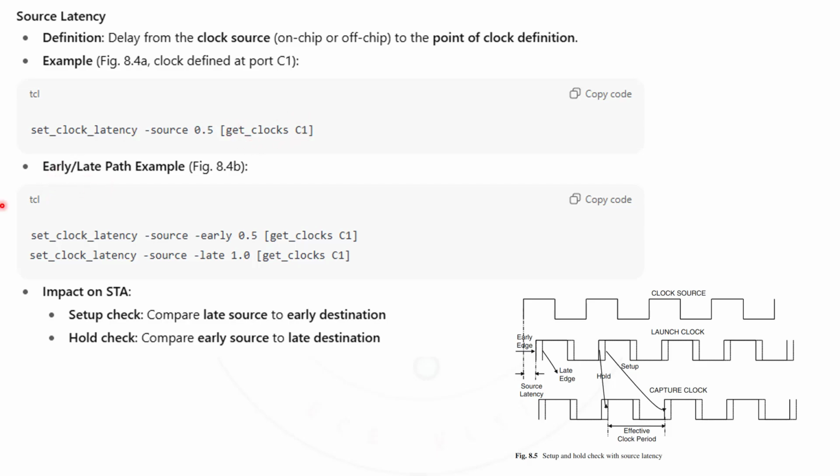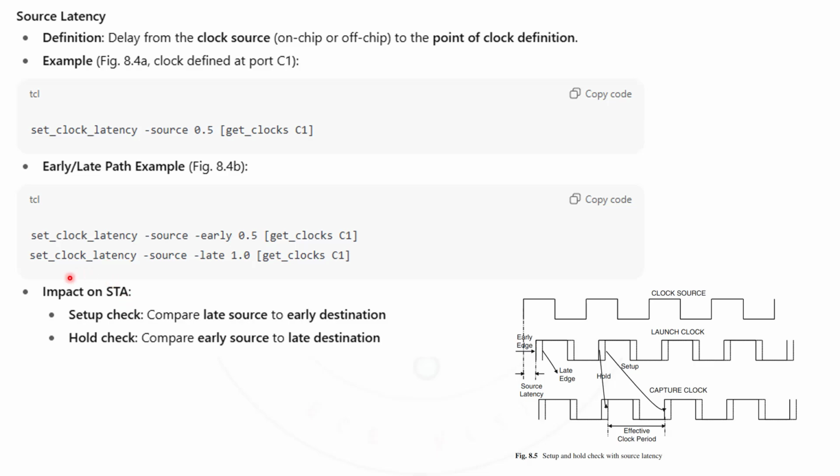Next, coming to the early and late parts. If you want to mention these, you have to use -early or else -late. And an important point, this should be used only for source latency. Don't use these two switches for network latency. So set_clock_latency -source: for source latency, early is 0.5 for get_clocks C1, and set_clock_latency -source late is 1.0, and this is for get_clocks C1.